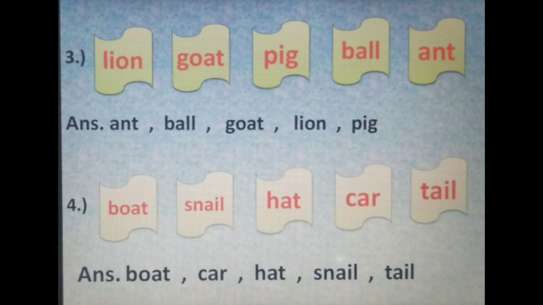Let's see which word comes first. Boat. Good. Second word, which word? Come on. Yes, car. Third, yes, you are right. Hat. Fourth, yes, snail. Fifth, last word, come on. Tail. Good.